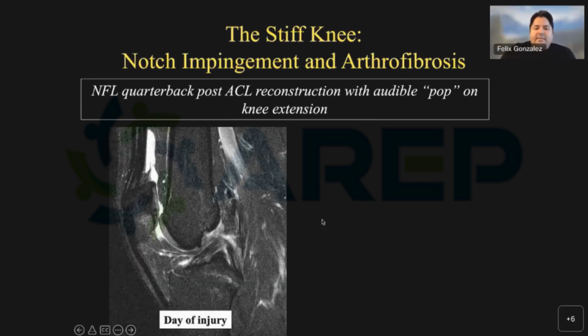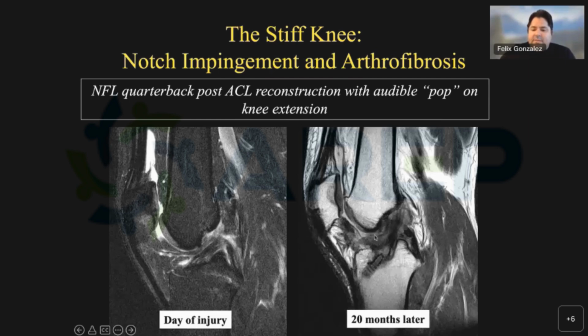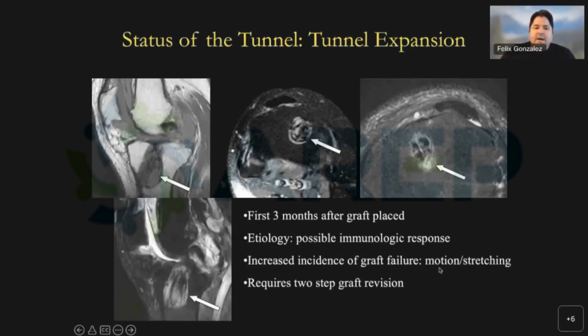So here's an example of an NFL quarterback after ACL reconstruction with an audible pop and loss of knee extension, right? What we have is the date of injury here, and 20 months later. This is a mess basically. You have the distal fibers completely avulsed off the tibial attachment. You have a large osteophyte here, impingement. This is synovitis. This is a complete disaster basically. And on T1 you can see the arthrofibrosis as well within the anterior knee compartment.